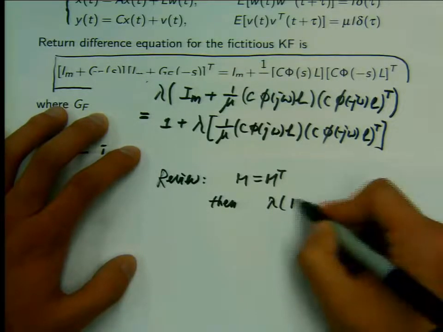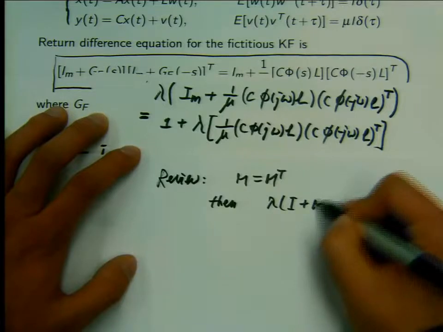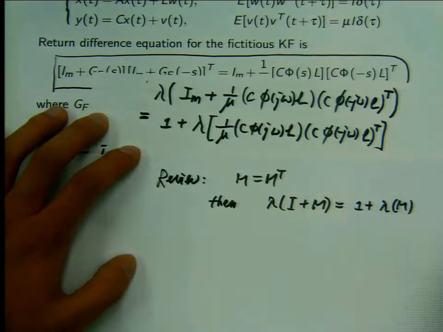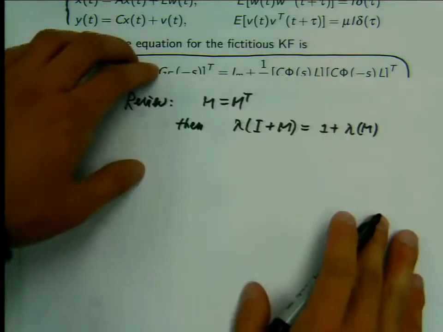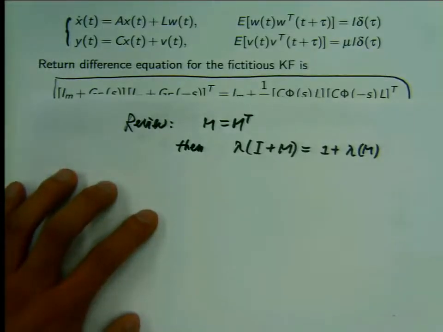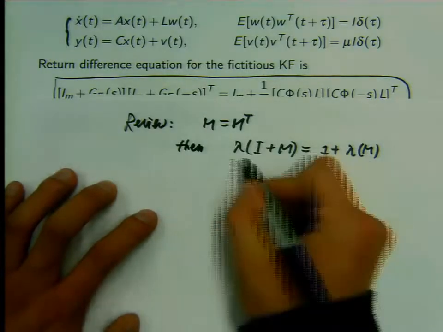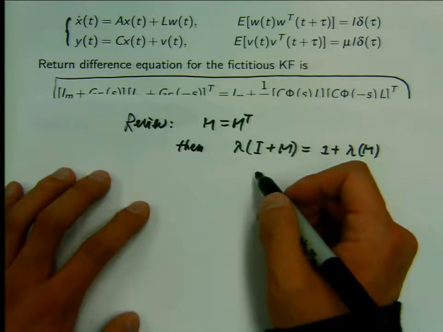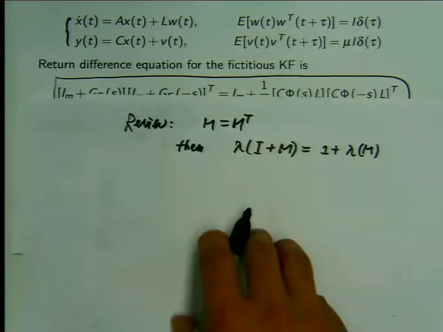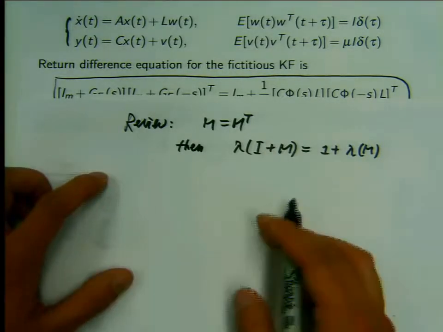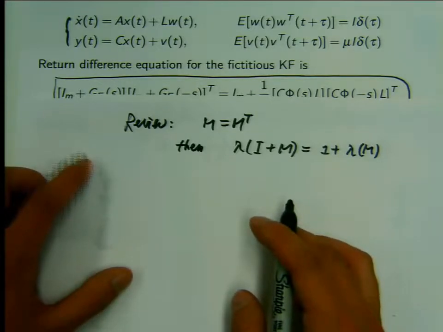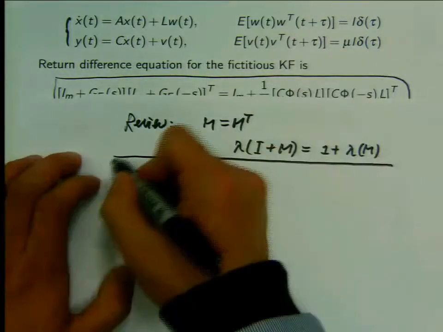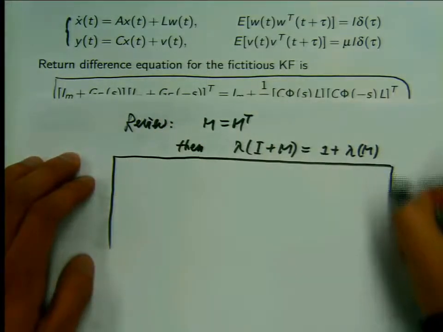Eigenvalue of identity plus M equals 1 plus the eigenvalue of M. This is a result from the spectral mapping theorem in linear algebra. I see most of you are writing this down. So interrupt me if I'm writing down anything that you have never seen before.